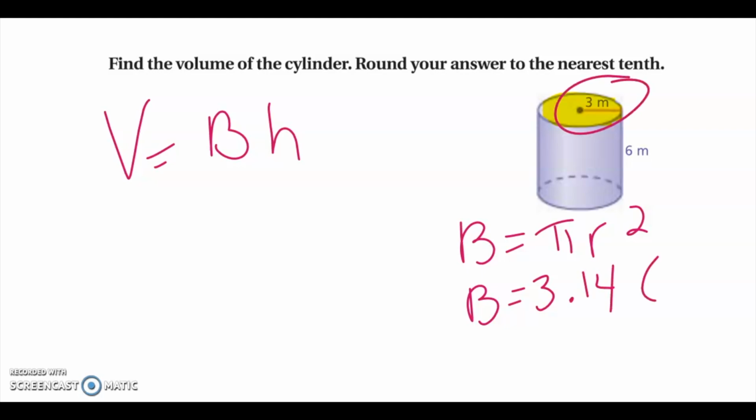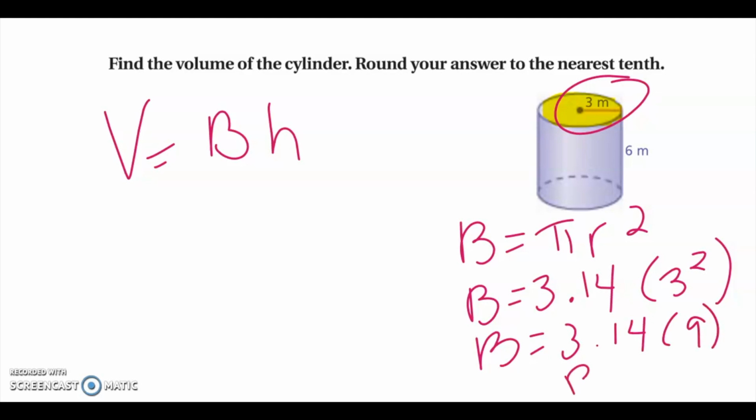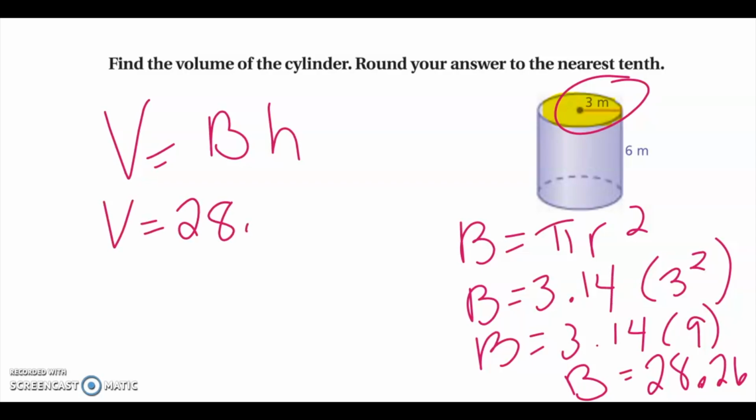And our radius in this circle is 3, so we have 3 squared. So 3 squared is 9, and we have 3.14 times 9, which gives us a base area of 28.26. So I'm going to go ahead and plug that in for capital B into my formula, 28.26. Then I'm looking at the height. The height of my cylinder is 6, so I'm going to multiply that by 6.